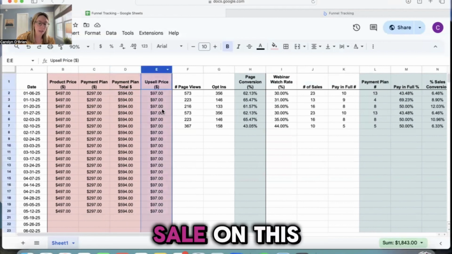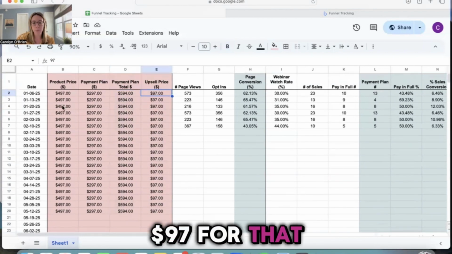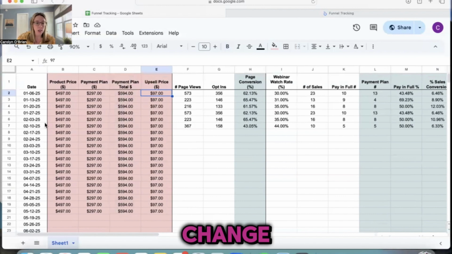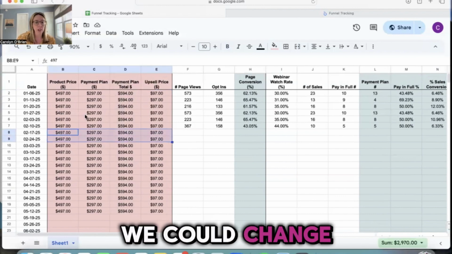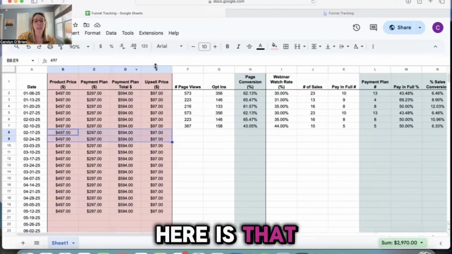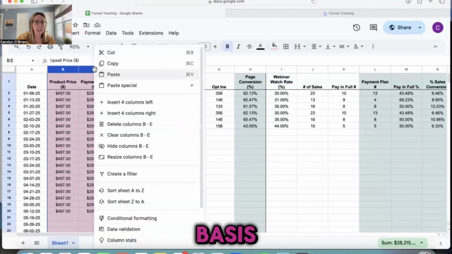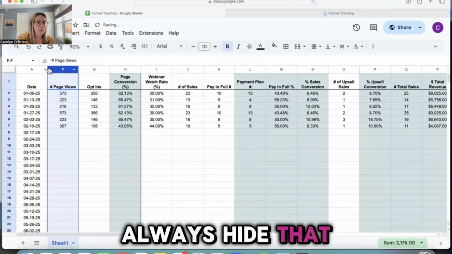And then there's also an upsell in this funnel. So I have $97 for that. And right, this doesn't change. If it did change, you could adjust it for whatever week it changed. But the point here is that these wouldn't need to be updated on a regular basis, and you could always hide that if you wanted to.